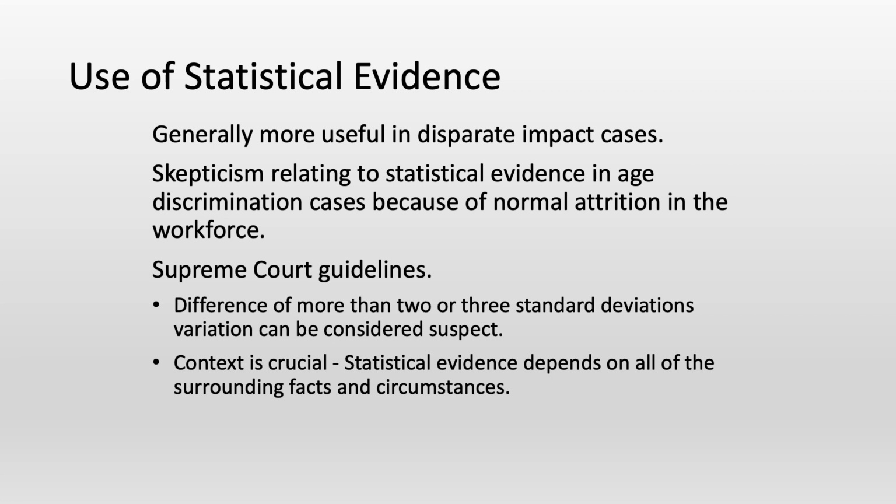Differences of more than 2 or 3 standard deviations can be considered suspect. So we want to be doing our statistical analysis, but seeing whether or not there are some differences within 3 standard deviations in terms of the differences in the way we treat under 40 and over 40. Context is crucial, so statistics in and of themselves are not enough. It usually has to be assessed within the context of facts and circumstances, and then how those statistics are one piece of evidence in the entire context.